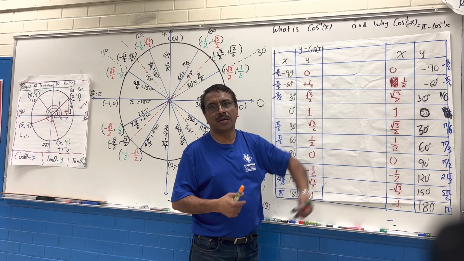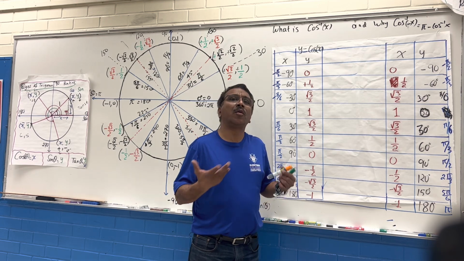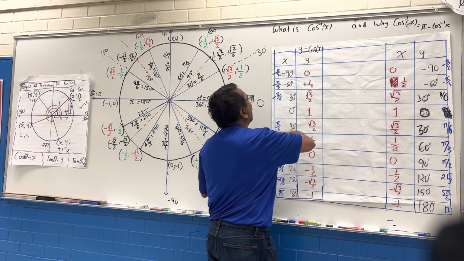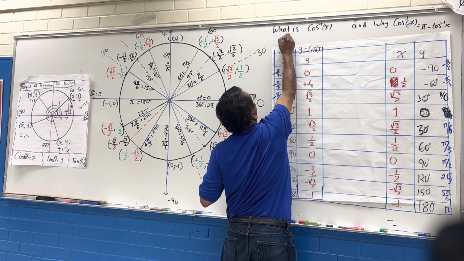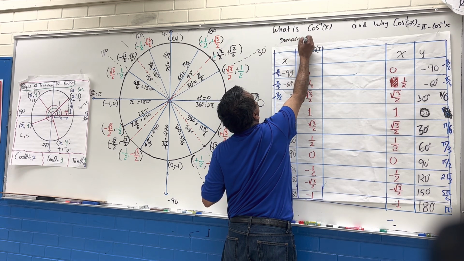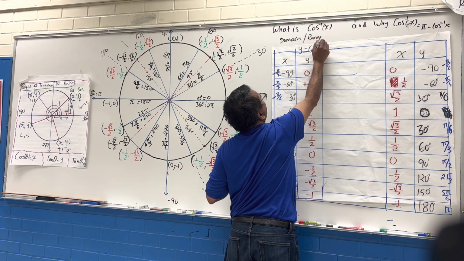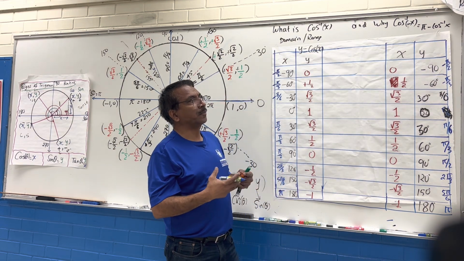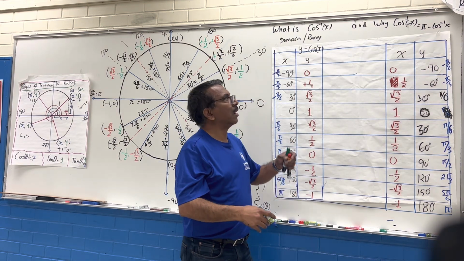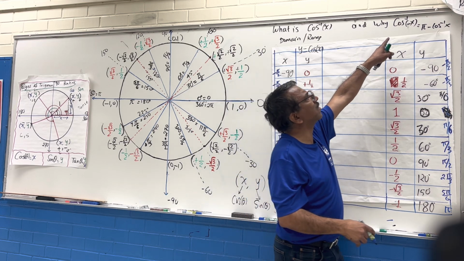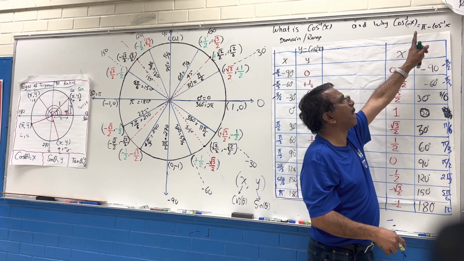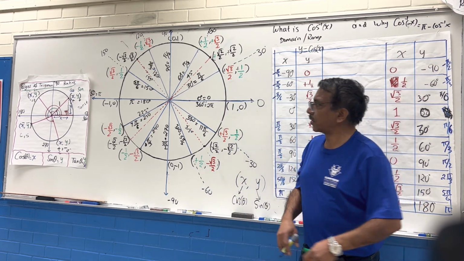How did this cosine inverse exist? And what is the domain of cosine inverse? So two things: what is cosine inverse of x? Then we need to know the domain, we need to know the range, and we also need to see the graph. And we also need to know why cosine inverse of negative x is pi minus cosine inverse of x.